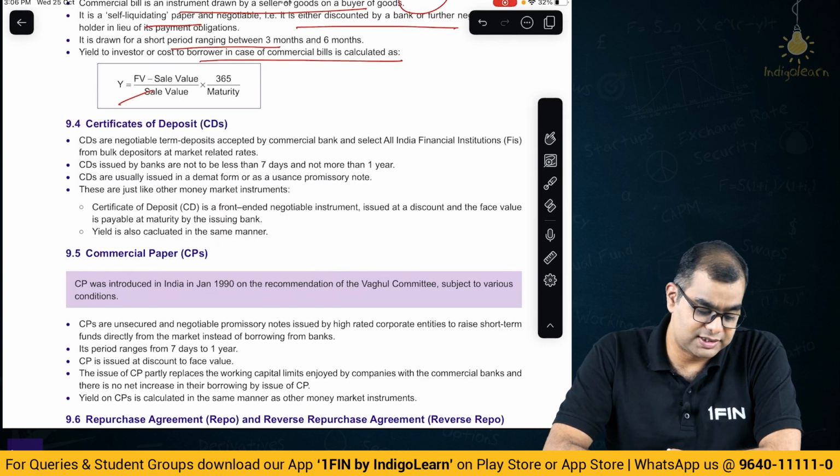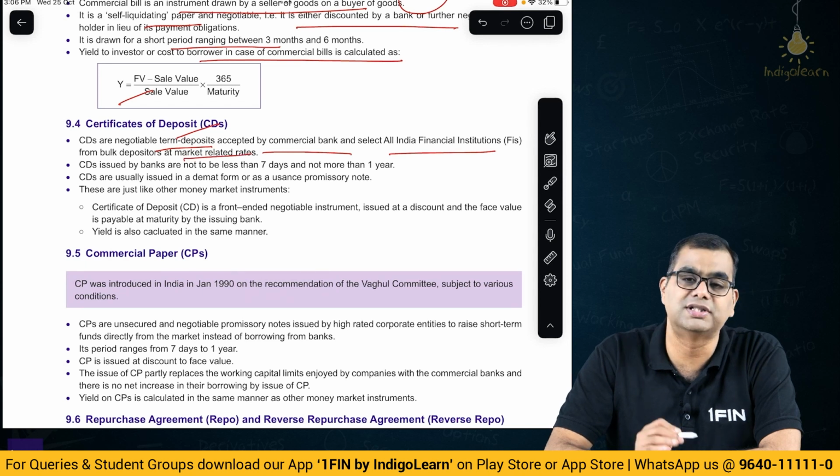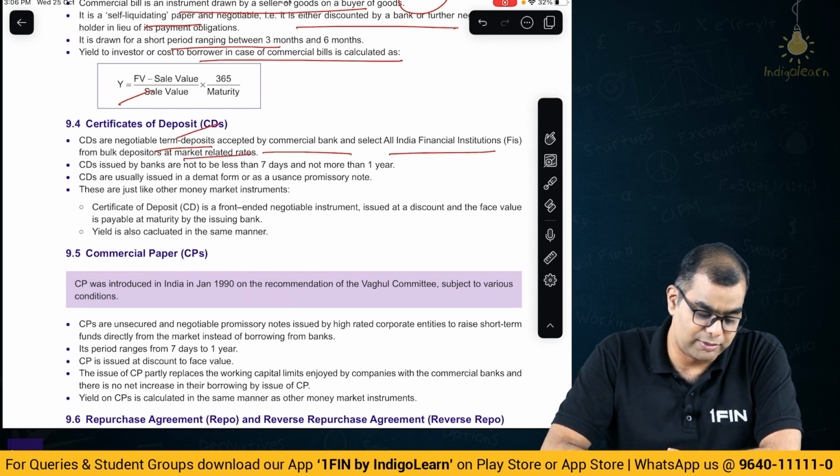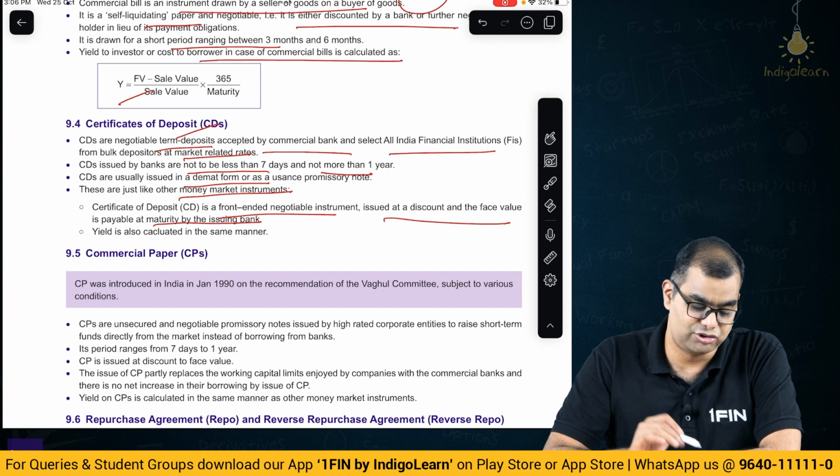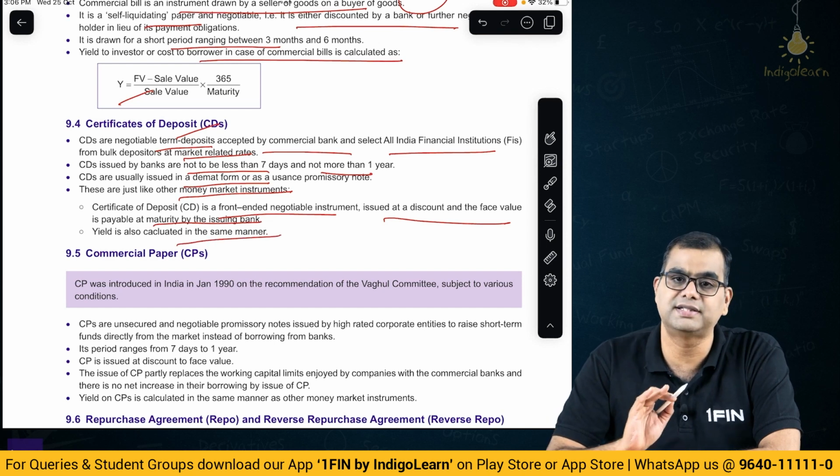Next, you have something called certificates of deposit. These are negotiable term deposits accepted by commercial banks and other all-India financial institutions from bulk depositors at market-linked rates. They are issued by banks for not less than 7 days and not more than 1 year. They are issued in demat form or as a usance promissory note. They are just like other money market instruments. A CD is a front-ended negotiable instrument issued at a discount. Face value is payable at maturity by the issuing bank, and yield is calculated in the same manner.